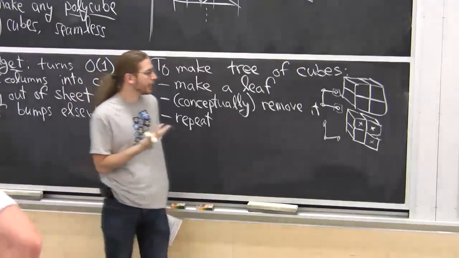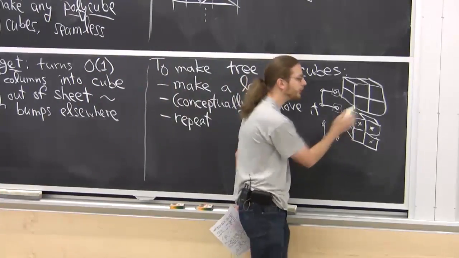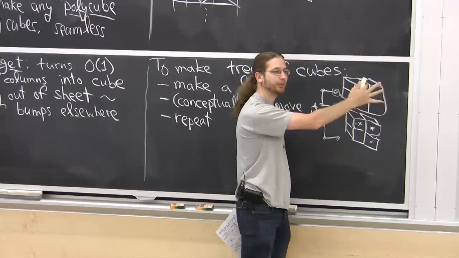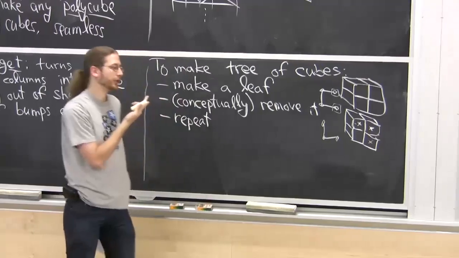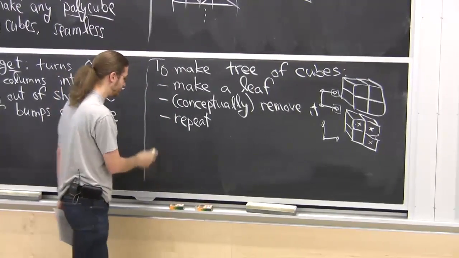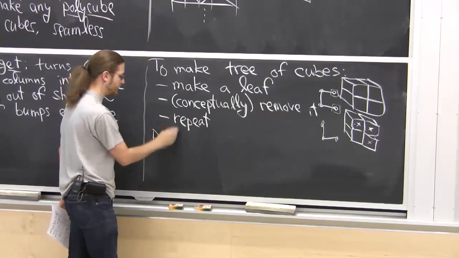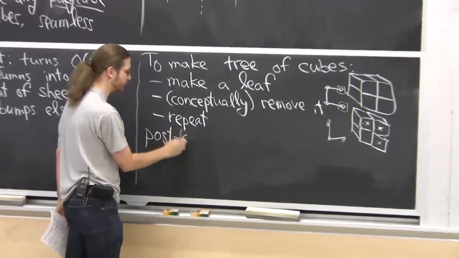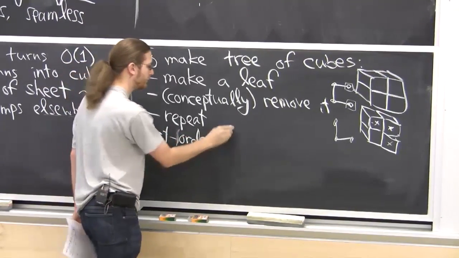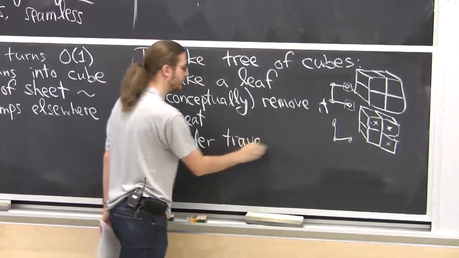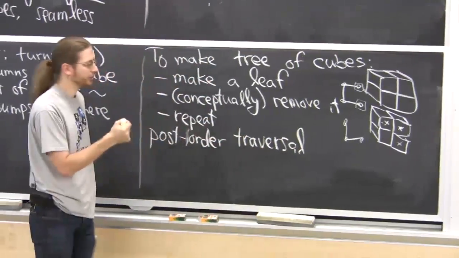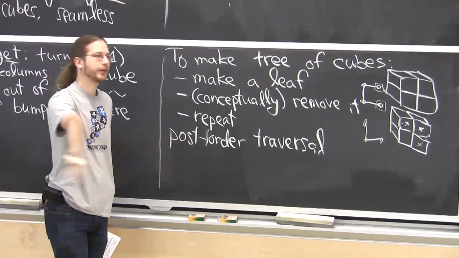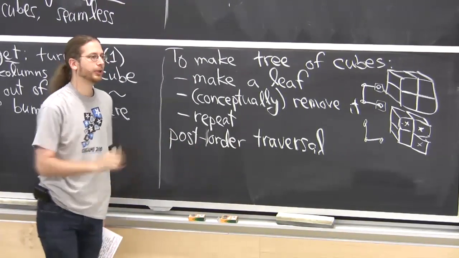And the property you'll have is that whenever I build a cube, all the things that were hanging off of it have already been built, because I'm always working from the leaves up the tree. This is, for those who know trees, called a post-order traversal. It just means whenever I create a node, all of its descendants, all of the leaves below it, have already been built.